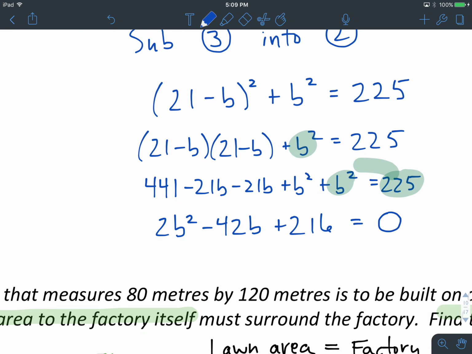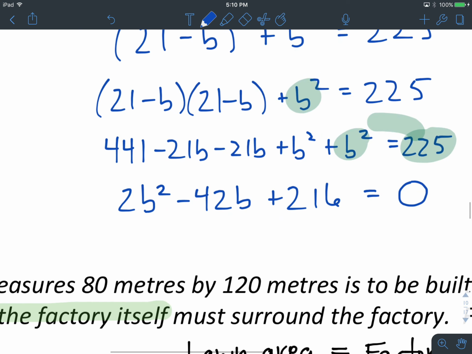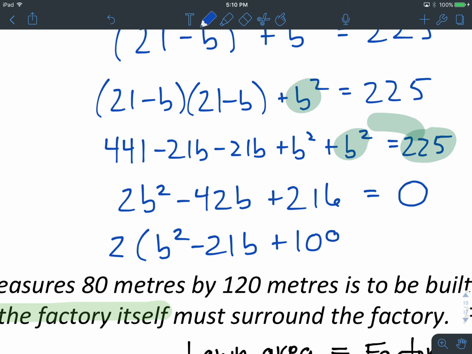I'm going to start by common factoring 2 out of everything first to see if maybe there's something we can factor here. So we have 2, and then we'll be left with b squared minus 21b plus 108. And that's going to equal 0. Now I believe this is factorable. I think that you can get 108 by multiplying 9 and 12. So we are going to go about factoring this.